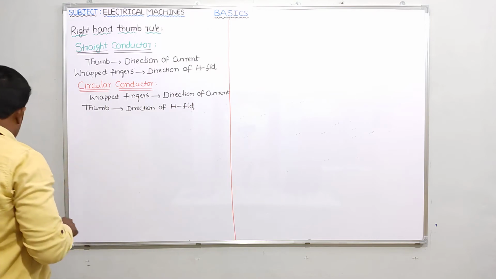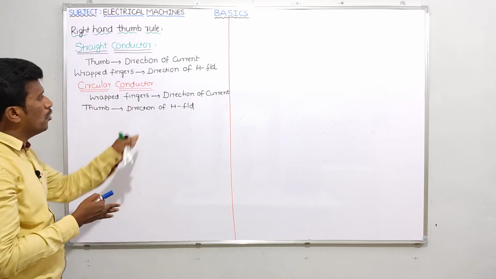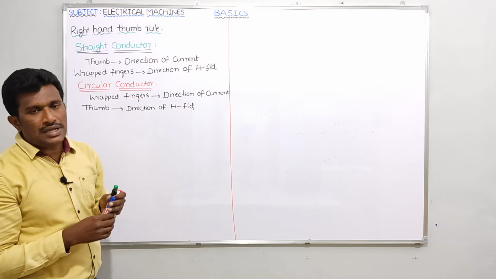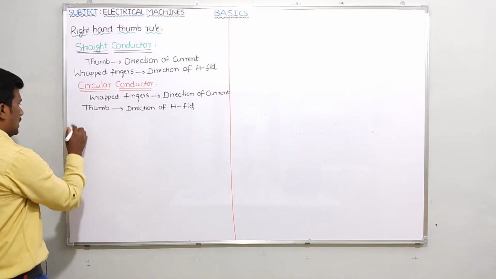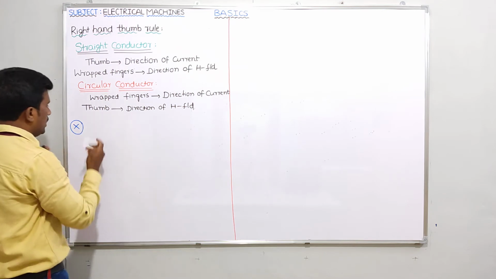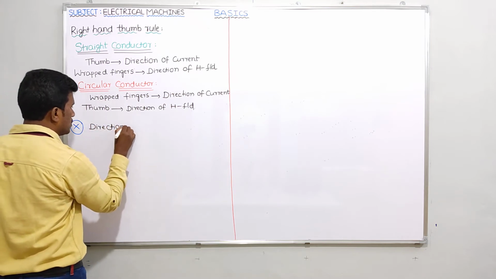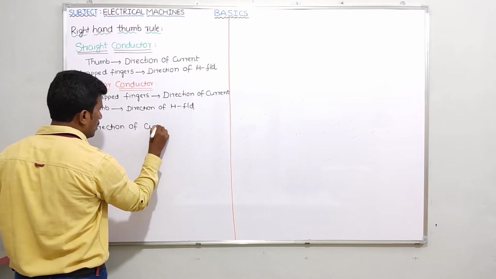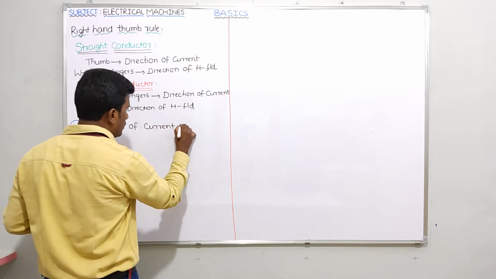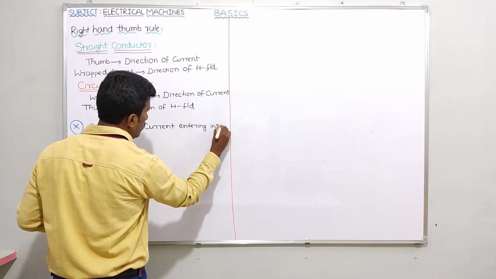Next, tell me guys, in electrical machines, if the direction of current is entering into the board, I will show it with a cross. If the direction of current is coming from the board, I will show it with a dot. Let me write that also. Cross means direction of current entering into the board.